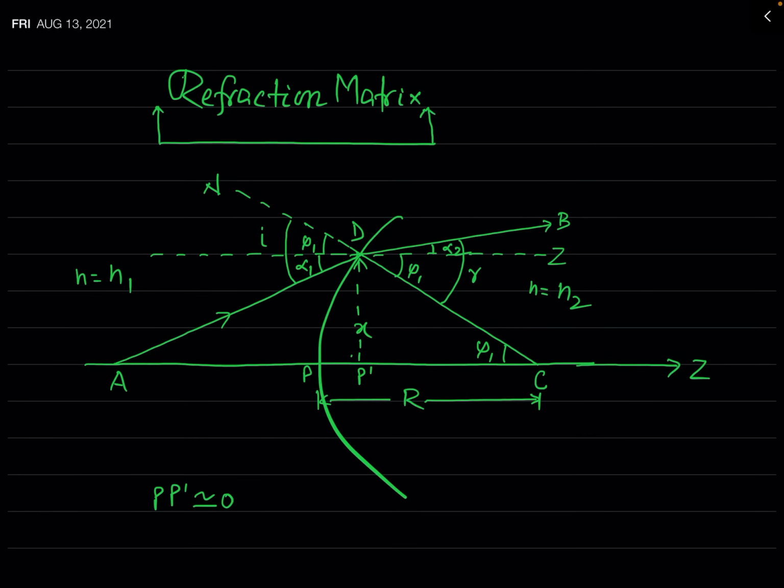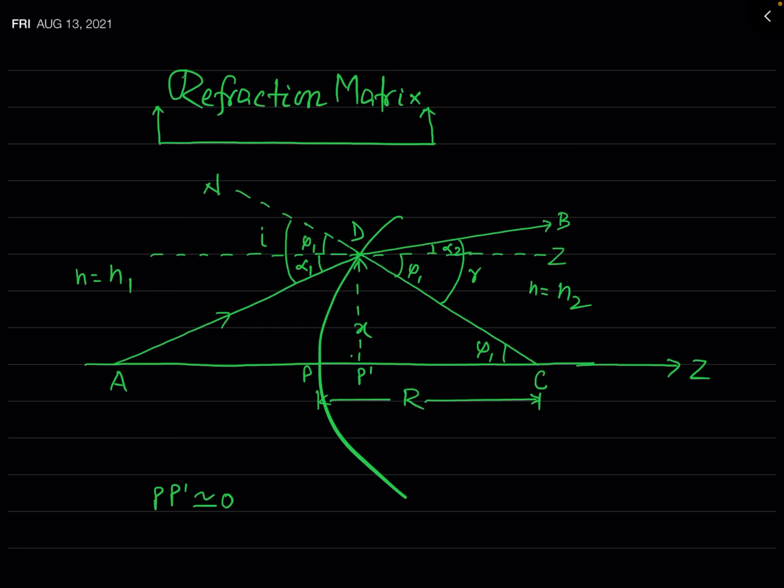After a detailed analysis of the translation matrix, today we are going to explore the concept of a refraction matrix. In fact, this refraction matrix is also a very important matrix to deal with the matrix method in geometrical optics. When you say refraction matrix, this matrix represents the effect of refraction.